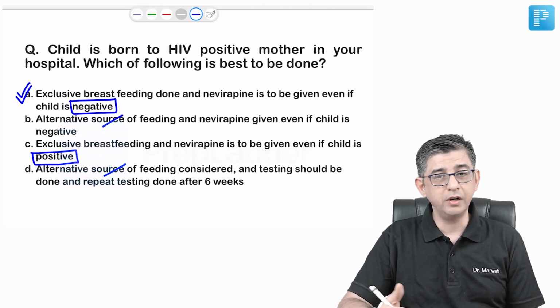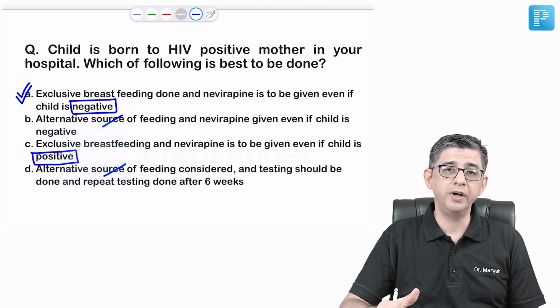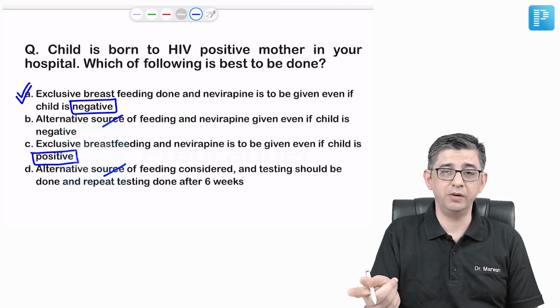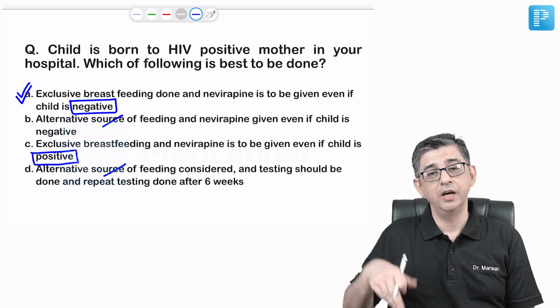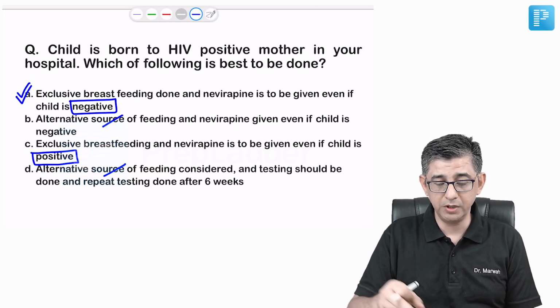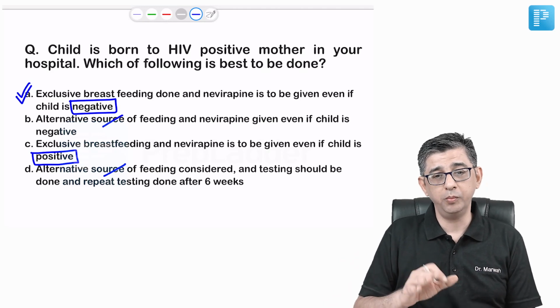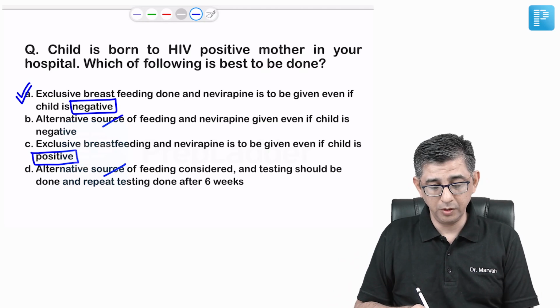So the child may be infected, may not be infected, and even the test may not be able to pick it up. So I'm not going to wait for the child to be positive. A child born to an HIV infected pregnant lady, we're going to give nevirapine universally even if the child is negative at the moment, and that would be given for 6 weeks. Therefore, the answer to this question is option number A.